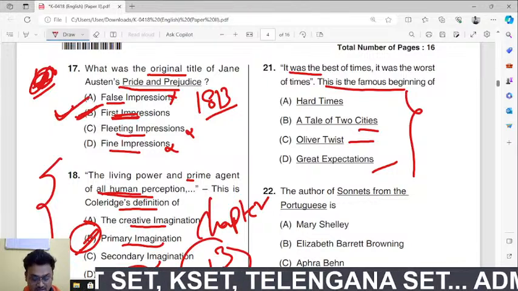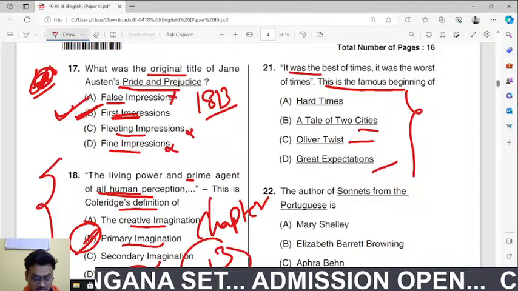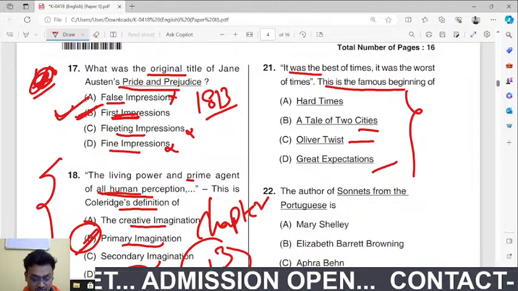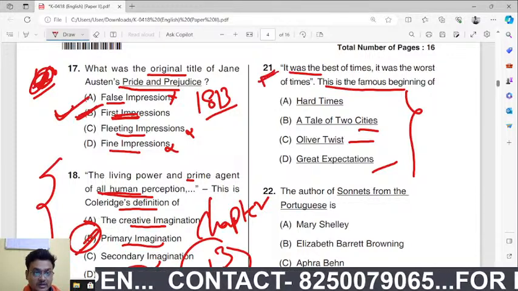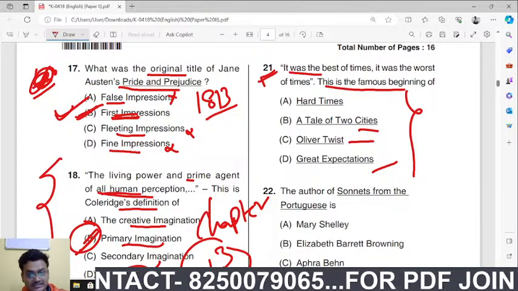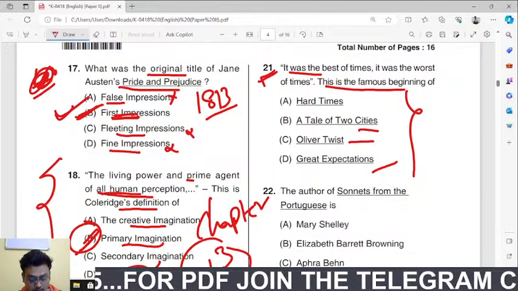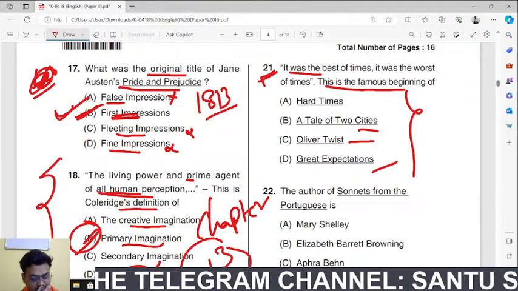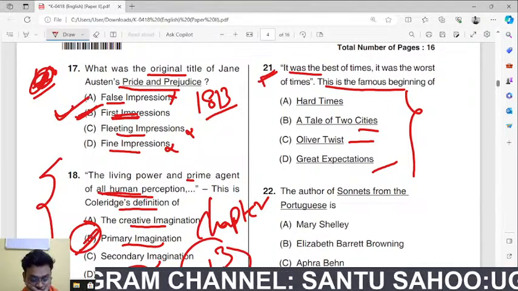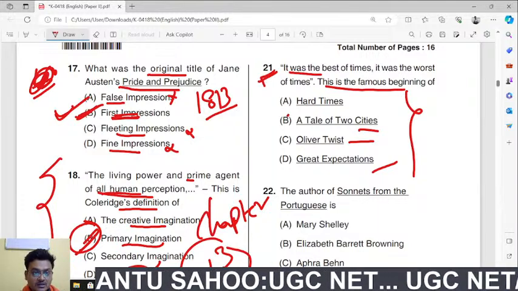Yeah, got it. Now here is 21. Two cities are mentioned here, London and Paris. A Tale of Two Cities actually is the right answer.